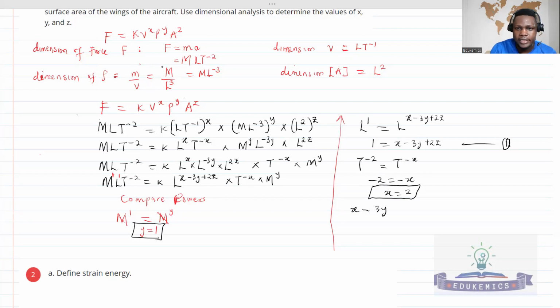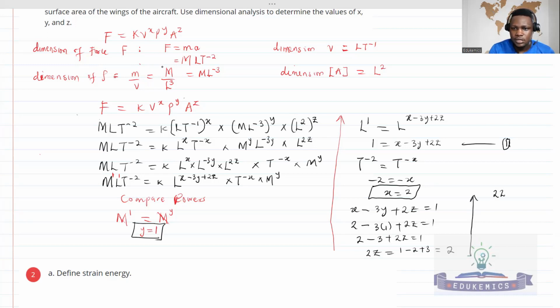That is, x minus 3y plus 2z equals 1. Our x is 2, and y is 1, so we have 2 minus 3 plus 2z equals 1. So 2z equals 1 minus 2 plus 3. 1 minus 2 is minus 1, plus 3 is 2. So 2z equals 2, and dividing both sides, z equals 2 over 2, so z gives us 1. So we've gotten the values of x, y, and z: x equals 2, y equals 1, and z equals 1.